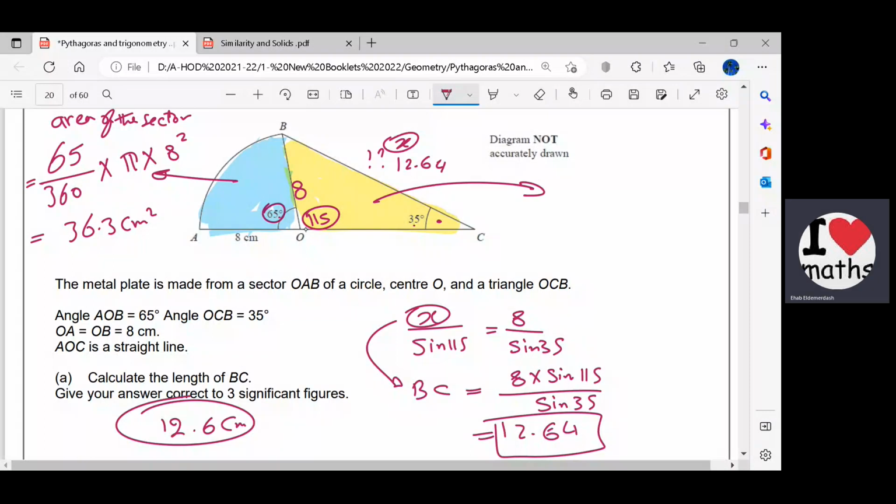I have the two sides, 8 and 12.6, and I have the included angle, which is 30. So what should I do? I'll take half multiplied by 8 multiplied by 12.64 multiplied by sine the included angle. What is the included angle for me? It's 30. So half multiplied by 8 multiplied by 12.64 multiplied by sine 30, and I can evaluate this part. Once I get it, I have to add them together so I'm able to identify the area of the shape.